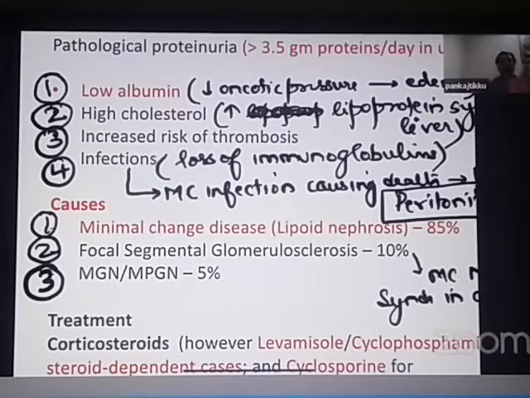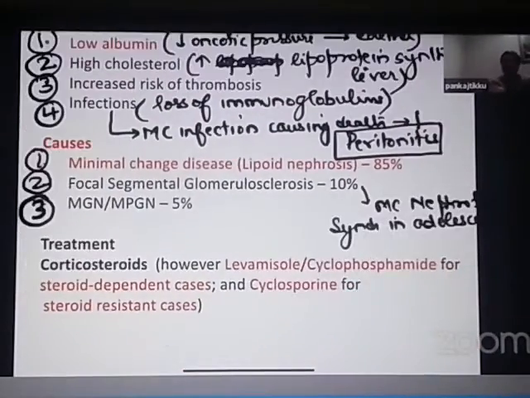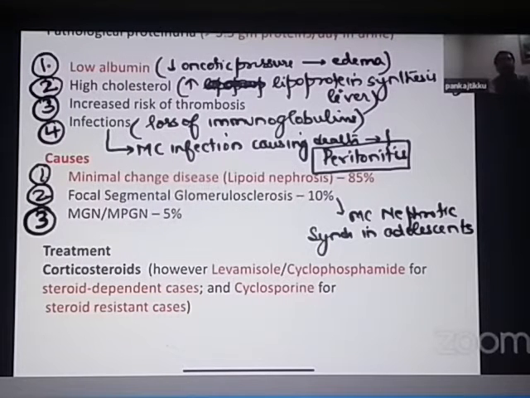Most common nephrotic syndrome in children is minimal change disease. Most common nephrotic syndrome in adolescents is focal segmental glomerulosclerosis. The treatment is usually corticosteroids. As I told you, for how long should corticosteroids be given? 12 weeks. 2 milligrams per kg per day of prednisolone for the first 6 weeks, followed by 1.5 milligrams per kg alternate day for the next 6 weeks.